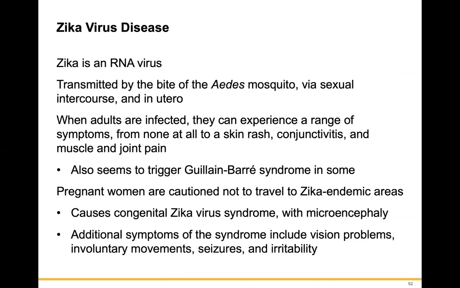Okay. Zika virus. Zika is something that sort of popped up about a decade ago. And Zika is an RNA virus. It's transmitted by the bite of a mosquito, via sexual intercourse, and in utero. When adults are infected, they can experience a range of symptoms from none at all to skin rash, conjunctivitis, and muscle and joint pain. It also seems to trigger Guillain-Barré syndrome in some.